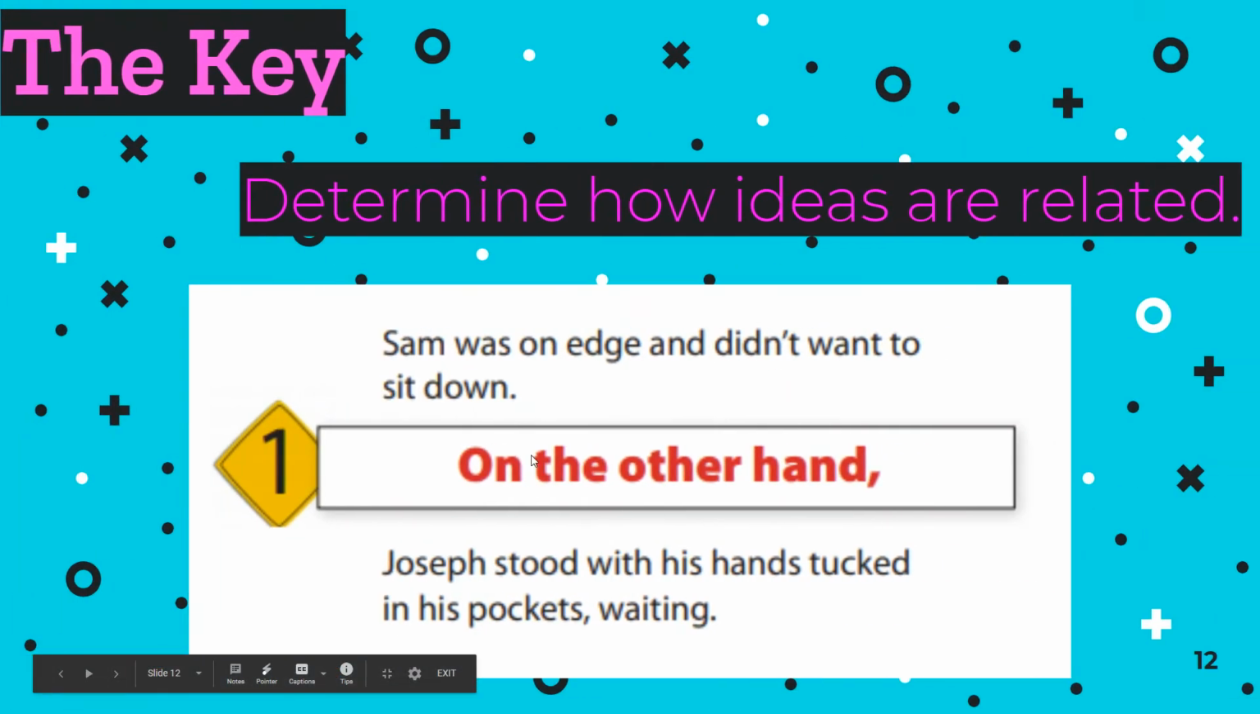So we can use, on the other hand, Sam was on edge and didn't want to sit down. On the other hand, Joseph stood with his hands tucked in his pockets waiting. That sounds a whole lot better than just jamming those two sentences together in a paragraph. Now you're going to practice a few.